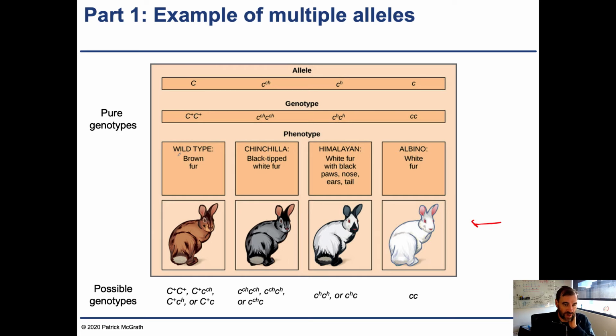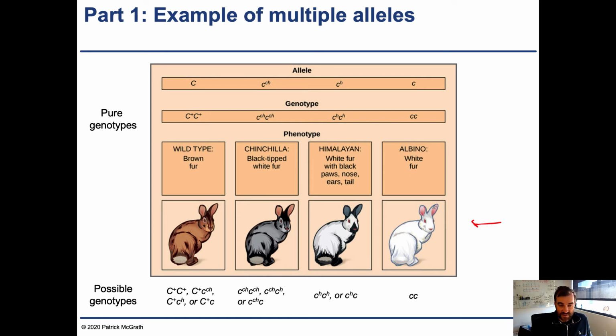There was what was called wild type. These rabbits had brown fur. There was the chinchilla phenotype, where they had black tipped white fur, so it kind of gave the appearance of gray. There is Himalayan, where it's primarily white fur, but the animals had black paws, nose, ears, and tail, so they're kind of like highlights of black fur. And then there is the albino, which is the white fur.